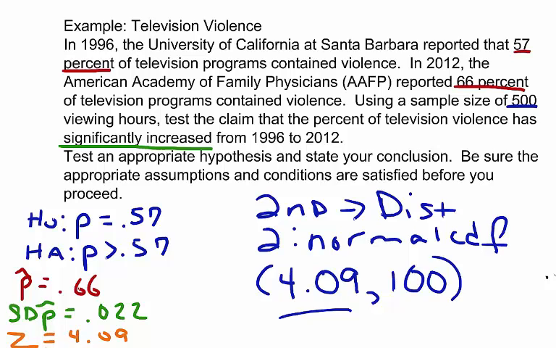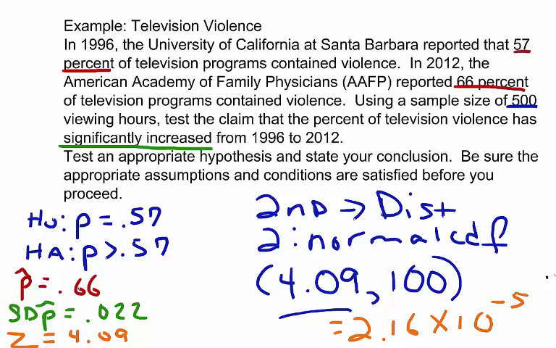If I were working the other way around, I would let my lower bound be negative 100 and my upper bound be whatever z-score I had. But in this case, we'll use 4.09, 100. This gives us the result 2.16 times 10 to the negative 5.